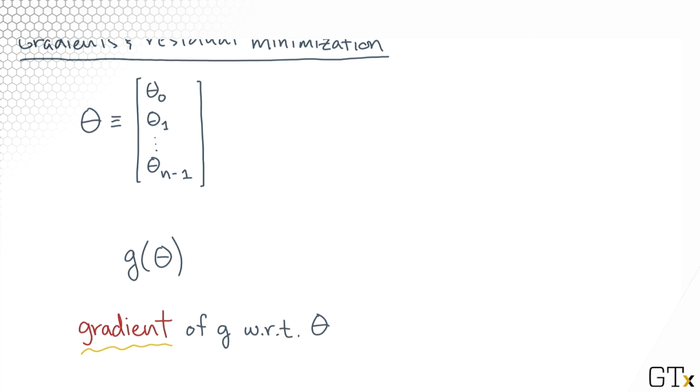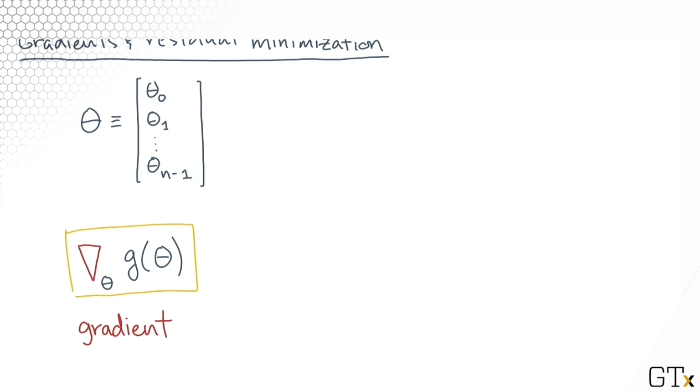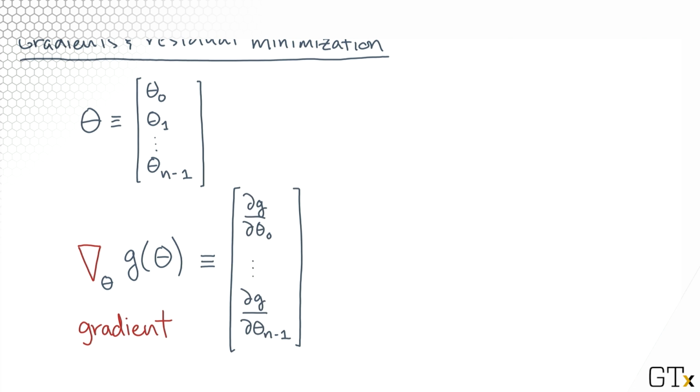Next, let's define the gradient of g with respect to theta. We'll denote it by the nabla, or upside-down triangle, sub theta applied to g. And let's define it to be a vector. Each element of this vector is a partial derivative of g with respect to some element of theta.